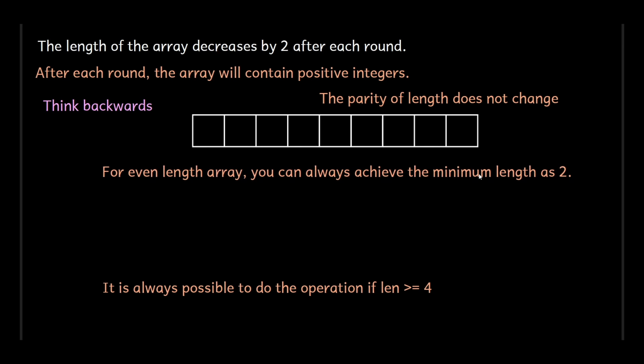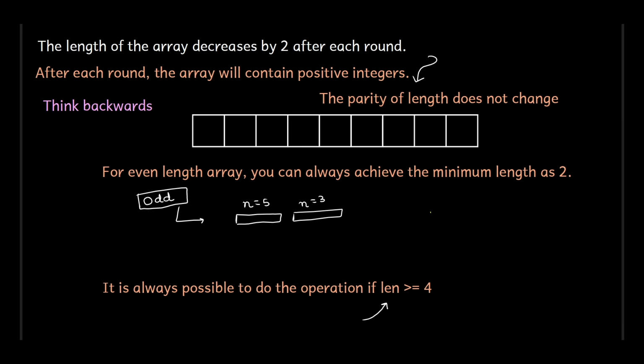So now the only interesting case is, what if the original array is of odd length? We are dealing with the case that the original array contains an odd number of integers. From the previous arguments, you can always keep on doing the operation as long as the length is greater than or equal to 4, and the parity of the length does not change. This means that at some stage you will reach length 5, and since 5 is greater than or equal to 4, you can still do an operation and reach length 3.